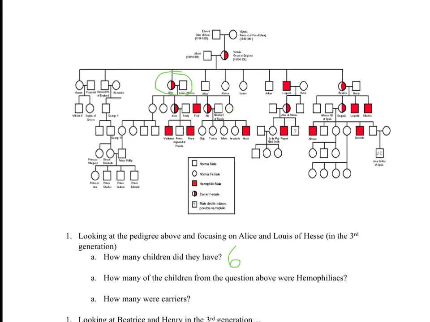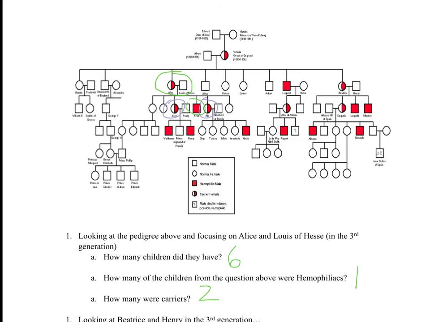How many of the children from the question above were hemophiliacs? There's really only 1 that would be considered a hemophiliac. And how many carriers were there? There's 2 female carriers, so the answer to that one is 2.